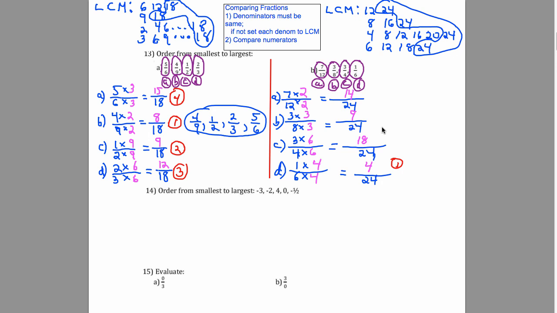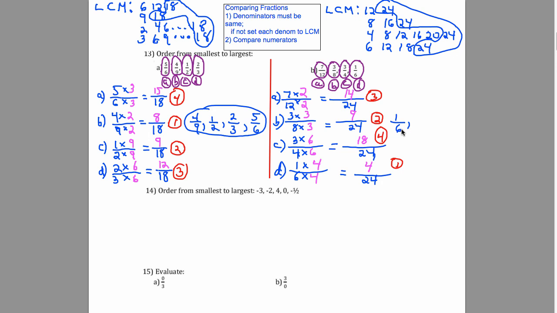Getting larger as we proceed upwards, we get B, that's 9/24ths. A is 14/24ths, and the largest is C, 18/24ths. So now it's time to write the answer, and the answer is going to be based on the original fractions. So the answer will be, number 1 is 4/24ths, which corresponds to 1/6.